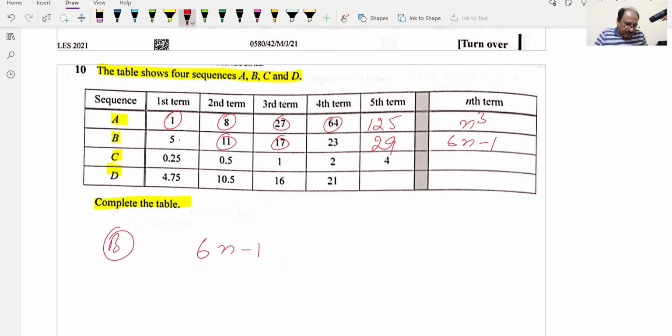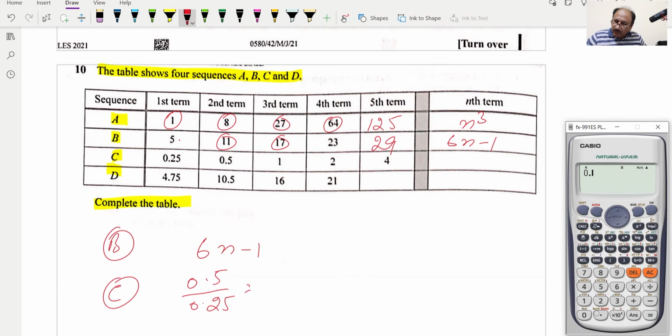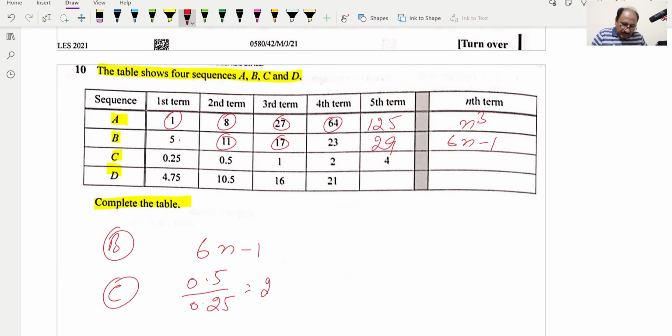Now for C part, if we divide the second term 0.5 by the first term, 0.5 divided by 0.25 will be equal to 2. So we can write 2 here. Now for the next terms we can apply the formula, which is A times R raised to the power n minus 1. A is the first term, 0.25, and R value is 2, raised to the power n minus 1.